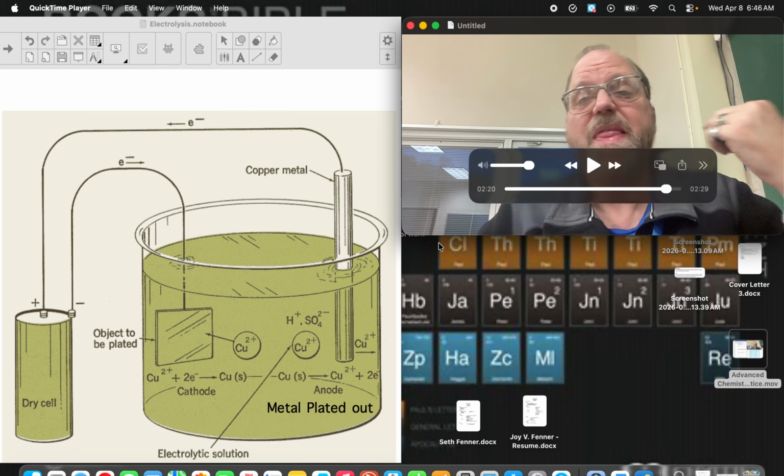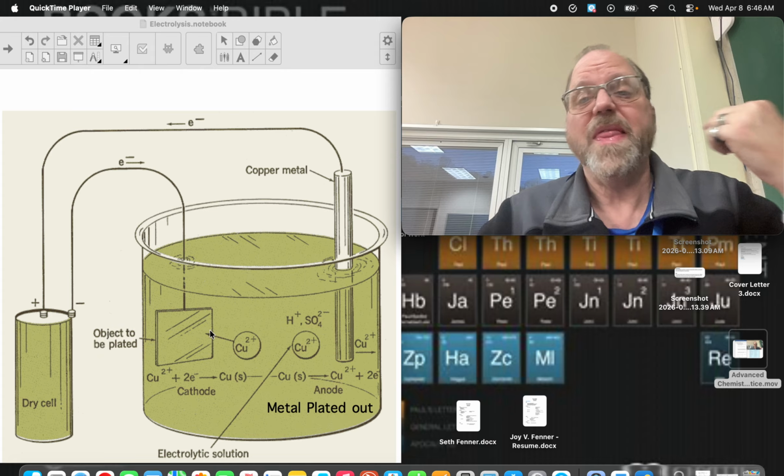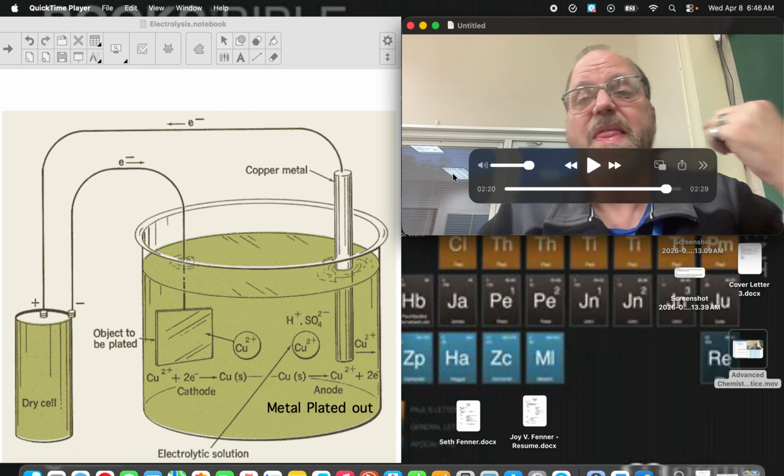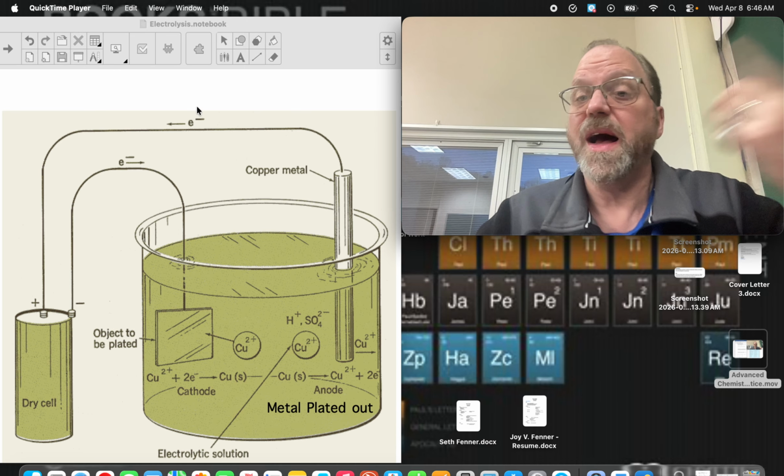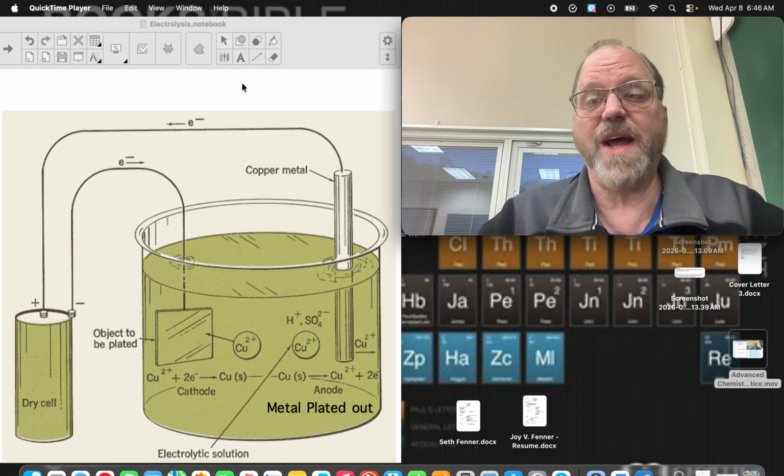So if we're going to plate gold onto a piece of iron, then the anode is going to be a gold rod. That's electrolysis. That's the process. Electroplating is an example. Hopefully not too bad.